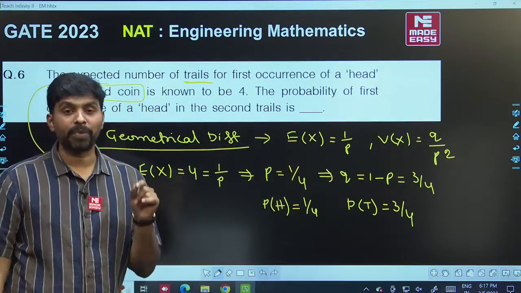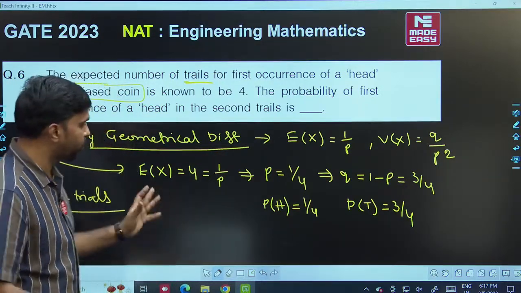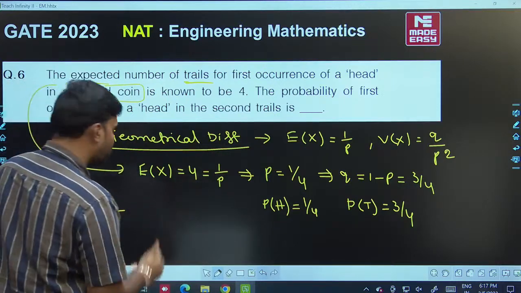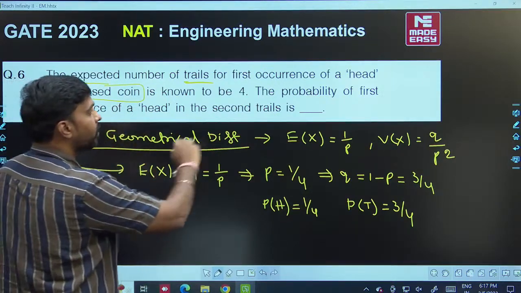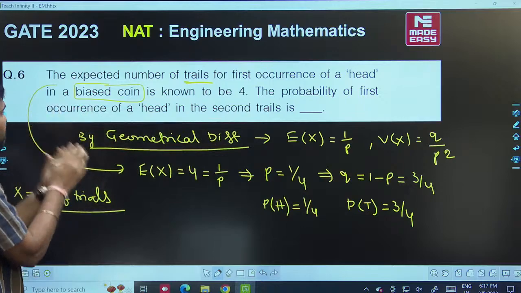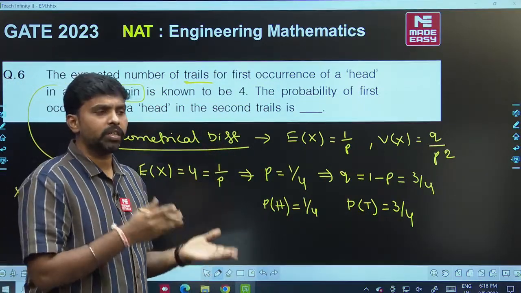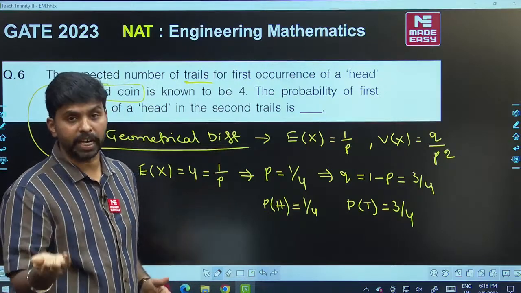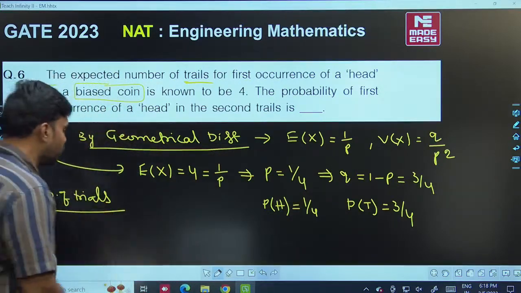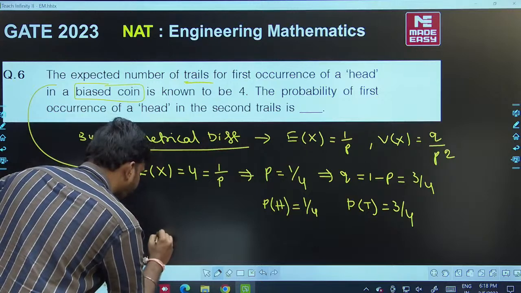So that is the meaning of biased coin, why he mentioned it. Okay, but anyway, we have the probability of head and the probability of tails. Now what is he asking? The probability of the first occurrence of head in the second trial. That means he is asking what is the probability of getting the first success in the second trial. So that is given here.